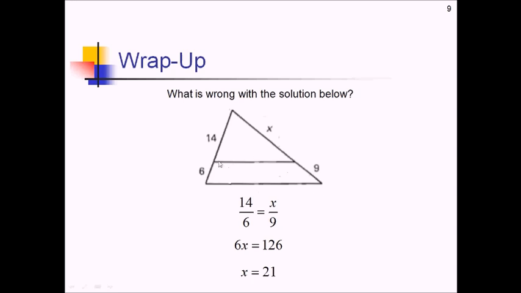So we said 14 over 6 equals x over 9, and cross-multiplied, and x does indeed equal 21. But what were we assuming here? Did they ever tell us that this line was parallel to this one? No, they did not. If you don't have parallel lines, you can't use the Sidesplitter theorem.